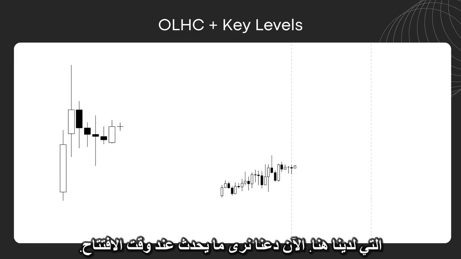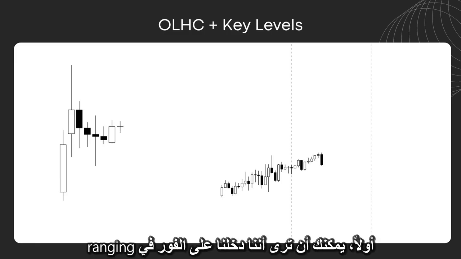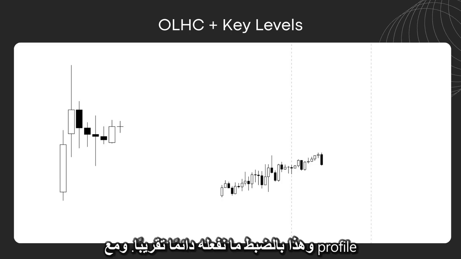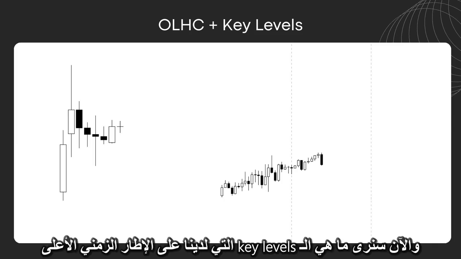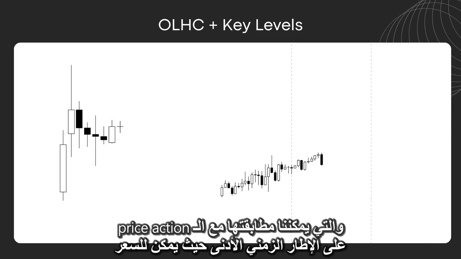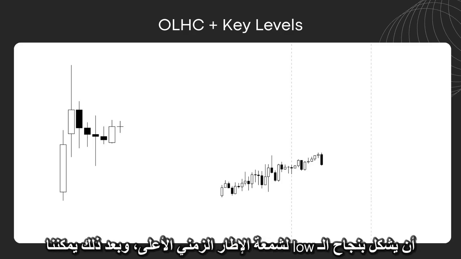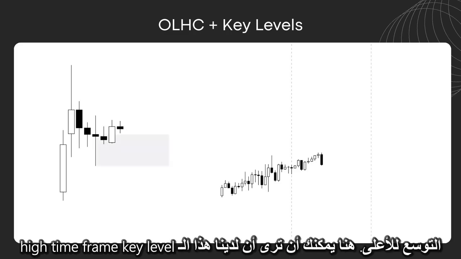Now let's see what happens at the opening time. First of all, you can see we straight away went into a ranging profile, and that's exactly what we almost always do pretty much. And with this ranging profile, we successfully generated liquidity above the key level, and now we're going to see what key levels we've got on the higher time frame that we can match with the lower time frame price action, where price can successfully form the low of the higher time frame candle, and then we can expand above.